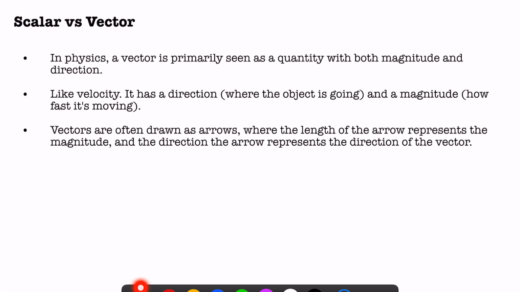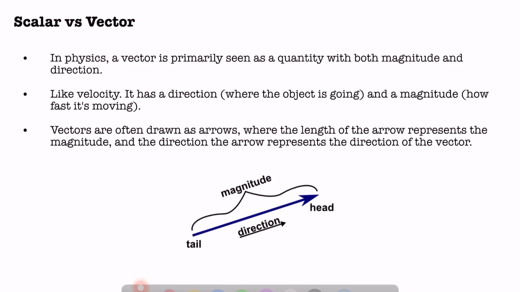Now in physics, a vector is primarily seen as a quantity with both magnitude and direction. Like velocity, it has a direction, where the object is moving, and a magnitude, how fast it is moving. So vectors are often drawn as arrows, where the length of the arrow represents the magnitude and the direction of the arrow represents the direction of the vector. And a vector has one tail and one head. The head is pointing towards the direction.